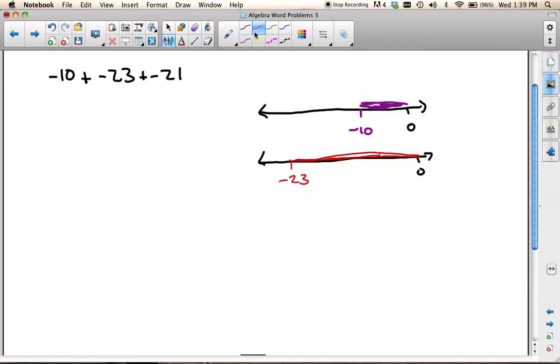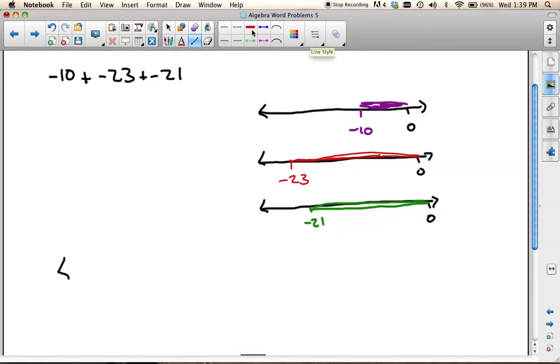And then if we add one more number line, we're at 0, and we go to negative 21, which let's say is here. So we have negative 10, negative 23, and negative 21. If we take a very large number line, let's actually make a good line.